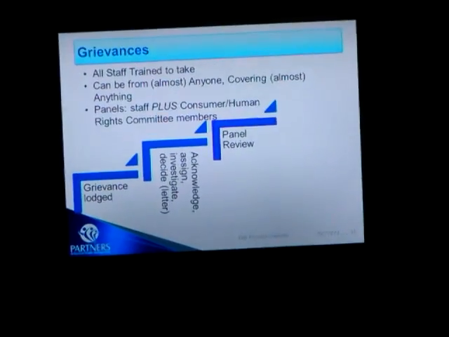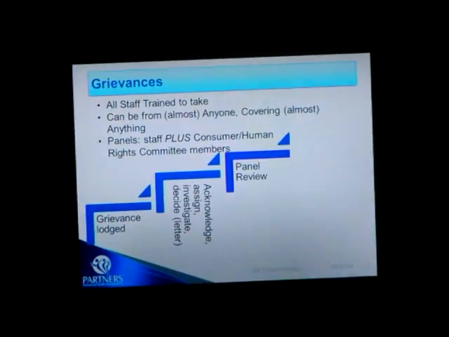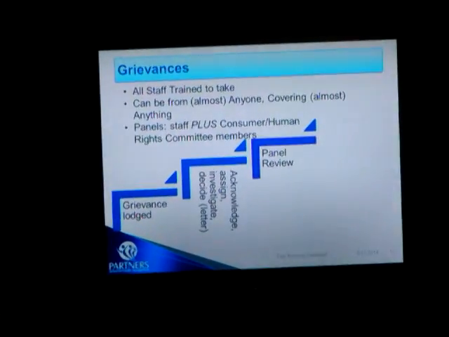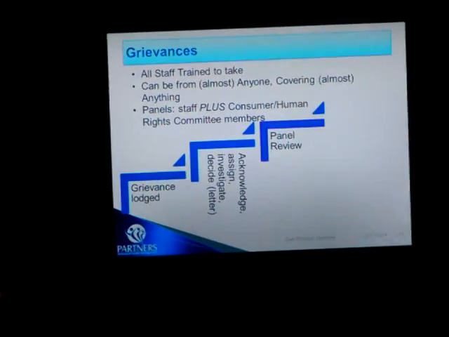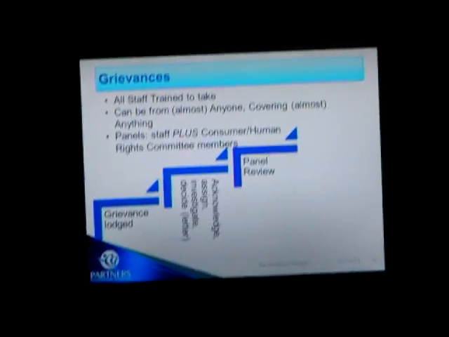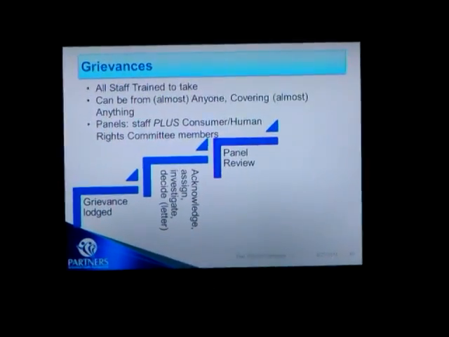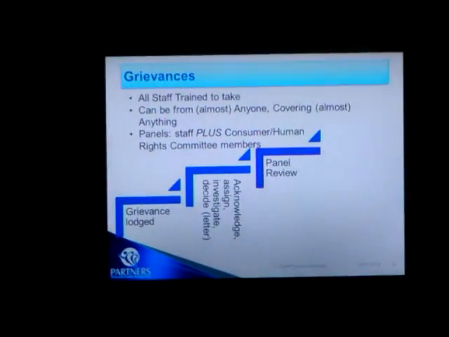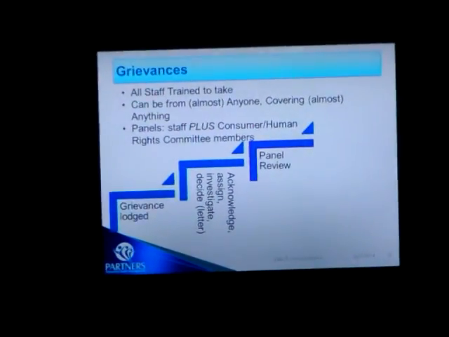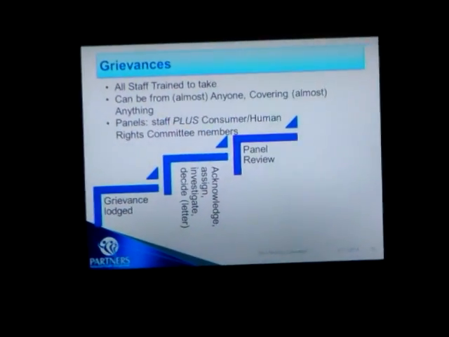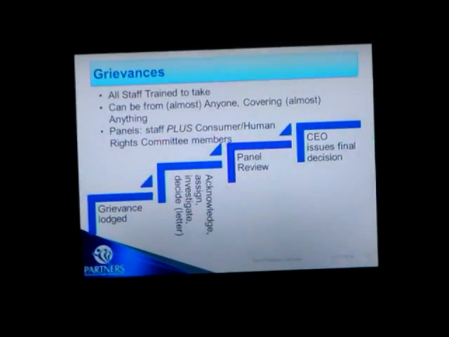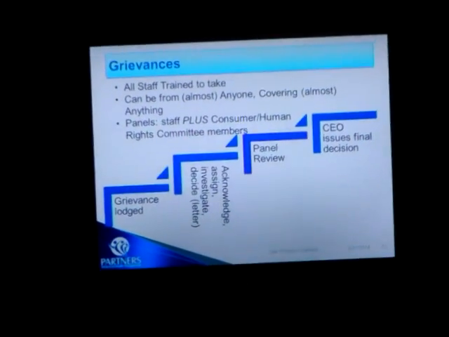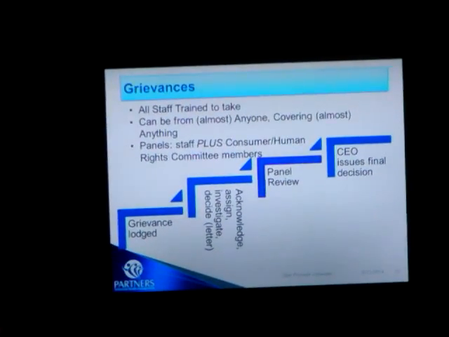We then have another panel review like we do with some of the others. This one I did wisely put a little purple around the blue because it's a mix. The panel is both staff plus Consumer and Human Rights Committee members. So that again, while it's still internal, we're still deciding on our own whether we've done the right thing or the wrong thing. We're bringing in outsiders to help us make that decision and keep us on the right course. And then finally, the panel review issues their recommendation to the CEO, who then issues a final decision.